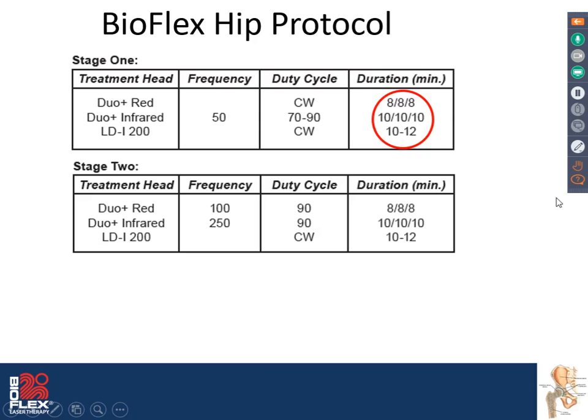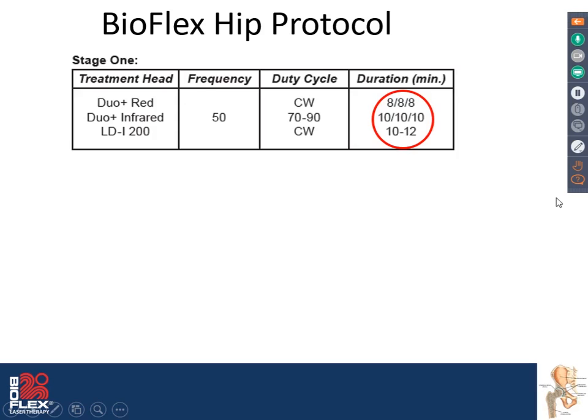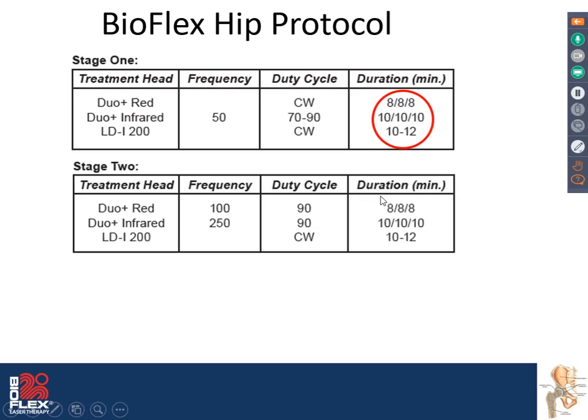Let me just backtrack a bit. You can see that the frequency and duty cycle is fairly high to start off with. For the infrared at 50 to 70, you can even start at 50 to 90. In that range is adequate. We're being a bit more aggressive because of the size and the number of muscles and tissues overlying the hip joint. Stage 2, starting to modulate the red light at 190 and modulating the infrared a little bit higher to 250 frequency, going to maximum duty cycle, so maximum power for the infrared at 90%.